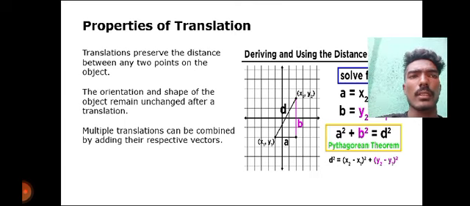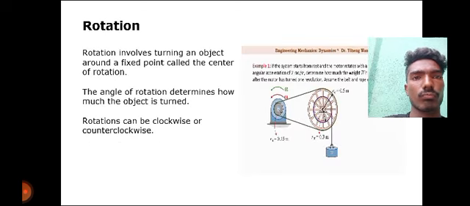Properties of translation. Translation preserves the distance between any two points on the object. The orientation and shape of the object remain unchanged after a translation. Multiple translations can be combined by adding their respective vectors.